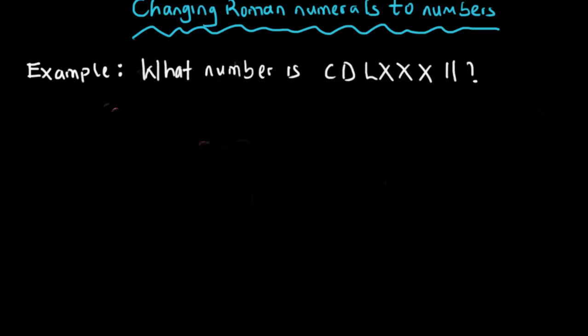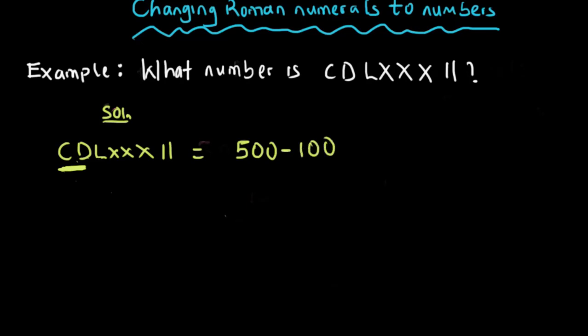Let's take another question. So we have, what number is CDLXXXII? Now remember, the first thing you want to check is if there is any smaller symbol behind a bigger symbol. Now we've got one here. C is smaller than D, so we need to subtract here. Does that make sense? So we'll be having D is 500, C is 100, so 500 minus 100. L is 50. X is 10, X is 10, X is 10, I is 1, I is 1.